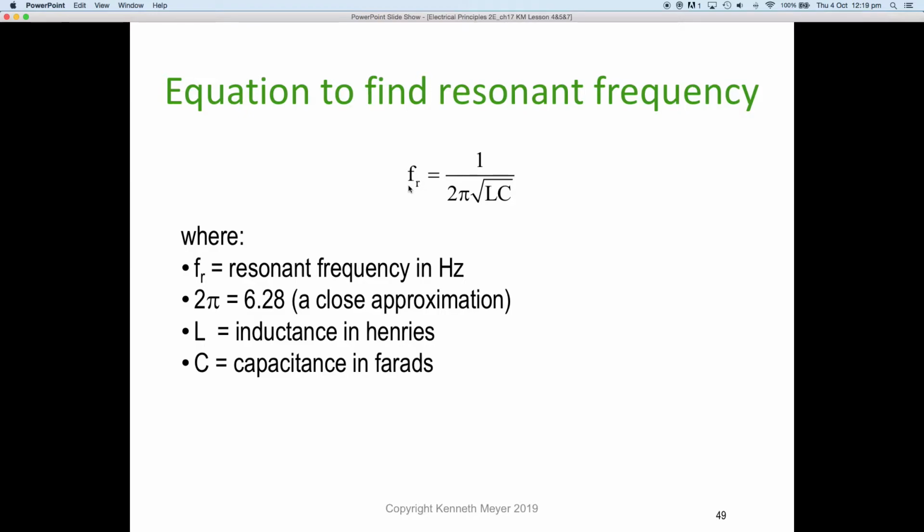But frequency at resonance is equal to 1 on 2 pi square root of LC. So FR is the resonant frequency in Hertz. 2 pi, a good old 2 pi, it crops up everywhere, at 6.28. And our inductance is in henries, and our capacitance is in farads. So our formula for finding the resonant frequency is pretty simple, pretty easy to remember: 1 on 2 pi square root of L times C.